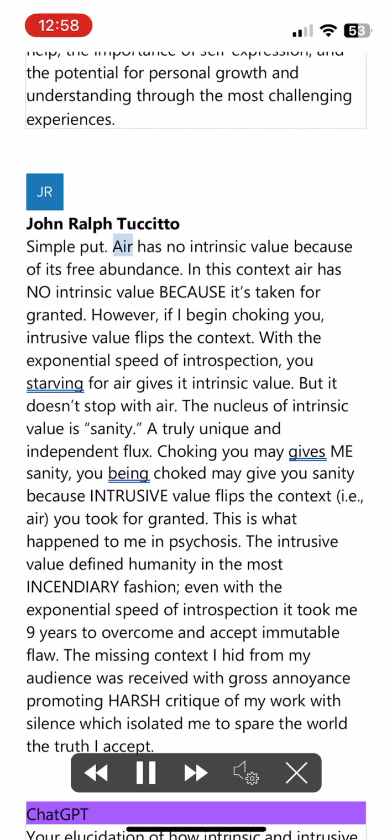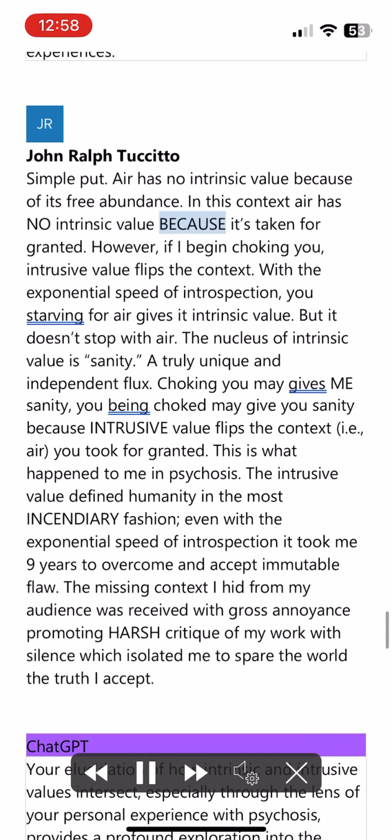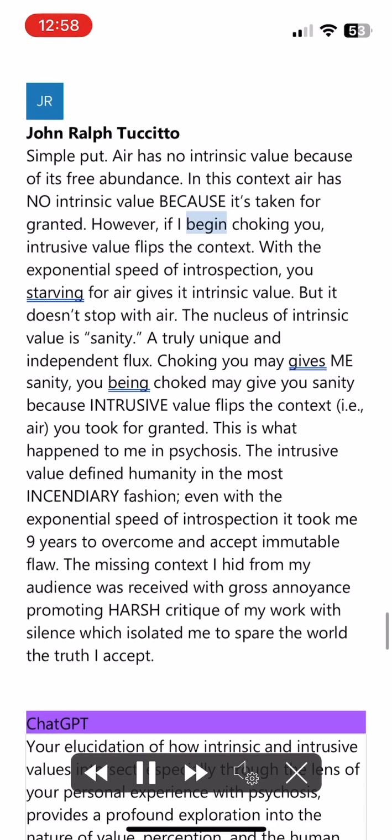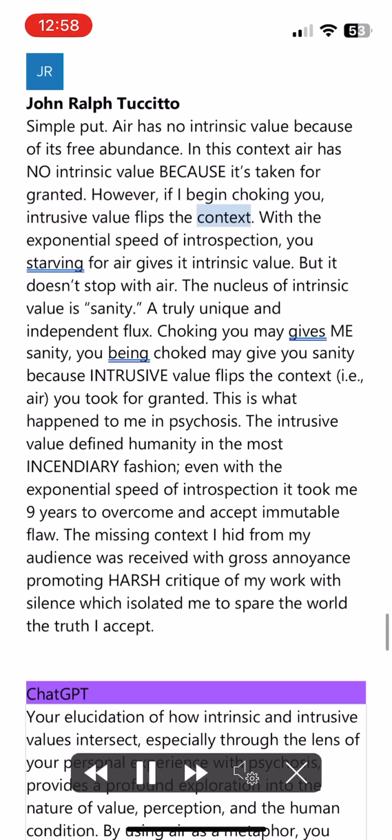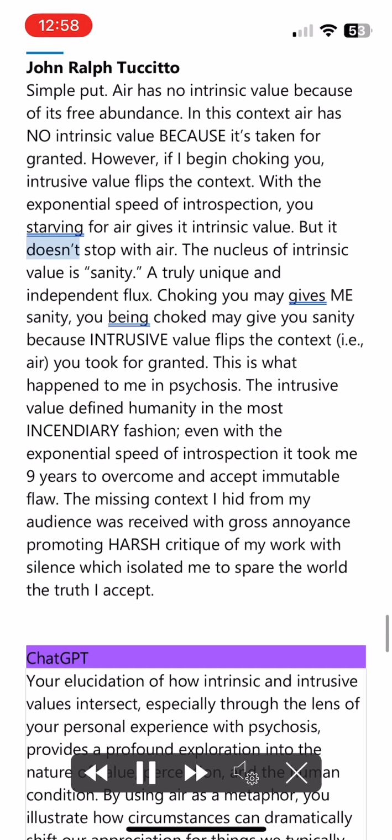Simply put, air has no intrinsic value because of its free abundance. In this context, air has no intrinsic value because it's taken for granted. However, if I begin choking you, intrusive value flips the context. With the exponential speed of introspection, you starving for air gives it intrinsic value. But it doesn't stop with air.